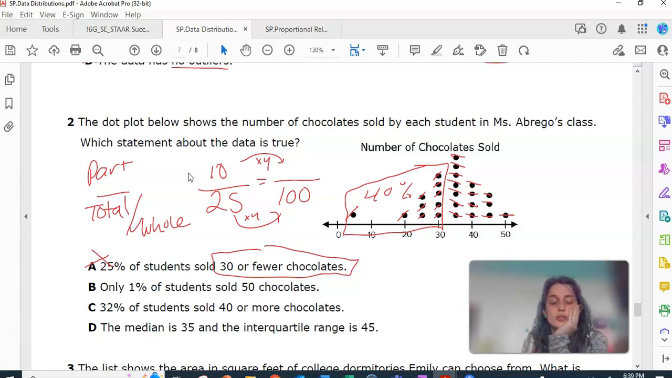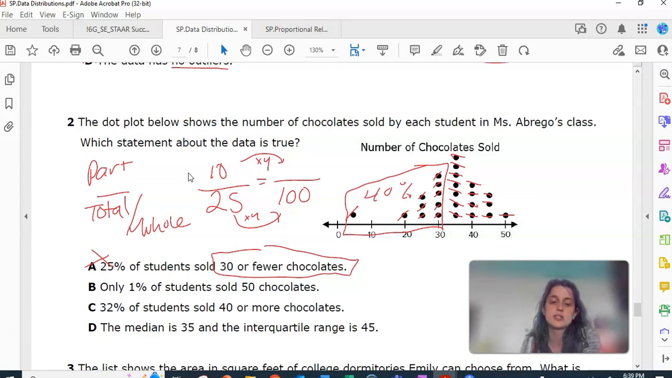So you're going through to calculate your percent. You're counting the number of dots that are included in those descriptions, and then you're making them out of 25. Multiply it times 4 because 25 times 4 is 100. And that will give you the percentage.